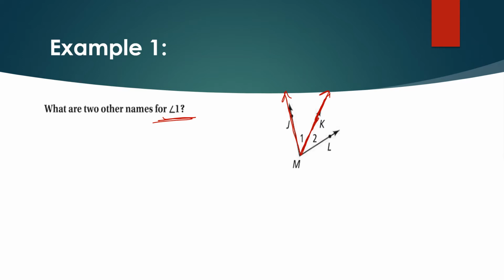We can't really call it angle M because we don't know if angle M would be angle 1, angle 2, or the entire angle, angle JML. So we're going to use our second method. We're going to pick a point on each side and put the vertex in the middle. So our points are J, N, and K. The first name I'm going to use is JMK, and then I can reverse this and call it angle KMJ. Both are completely valid ways of naming this angle.